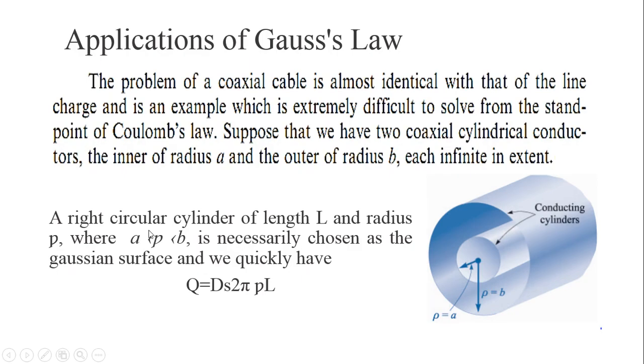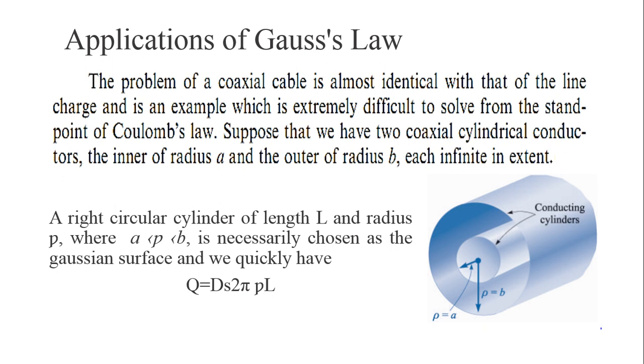So a right circular cylinder of length L and radius ρ, where ρ is greater than A and less than B, is necessarily chosen as the Gaussian surface. We select a Gaussian surface having the radius ρ such that ρ is greater than A and less than B. When we apply Gauss's law, we will find that Q is equal to D_s 2πρL. Now we have applied Gauss's law to the Gaussian surface.